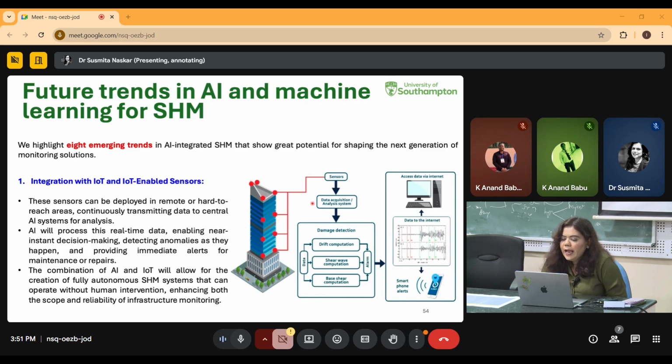And then AI processes the real-time data, right? Which allows more near instant decision making. So you can actually understand with the real-time data, the instant decision making can actually happen. You can also detect the anomalies as they occur, send immediate alerts, and support predictive maintenance. So preventing the failure before it happens. So that's how it works.